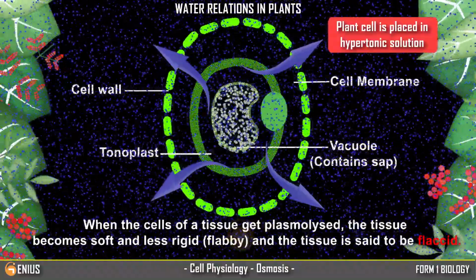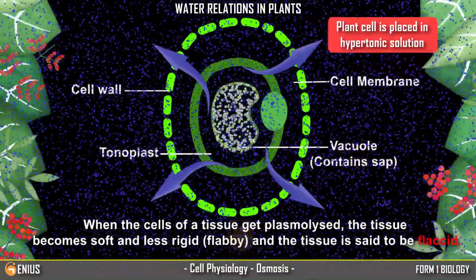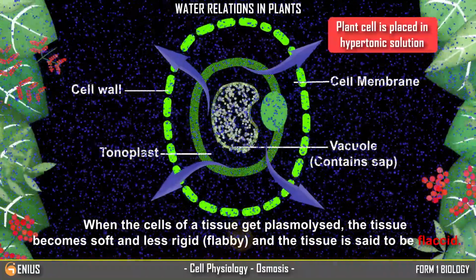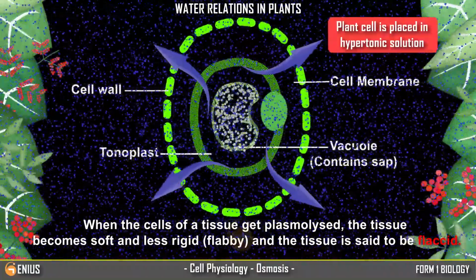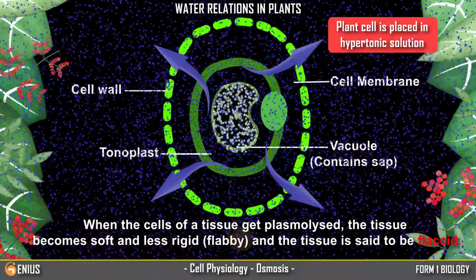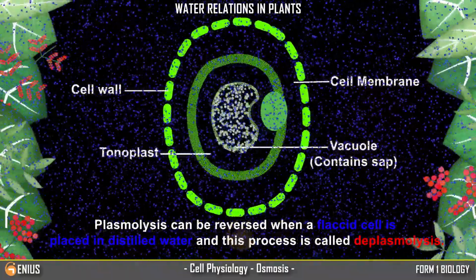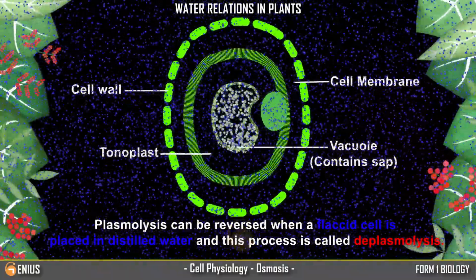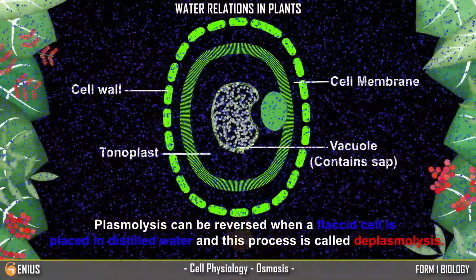When the cells of a tissue get plasmolyzed, the tissue becomes soft and less rigid, and the tissue is said to be flaccid. Plasmolysis can be reversed when a flaccid cell is placed in distilled water, and this process is called deplasmolysis.